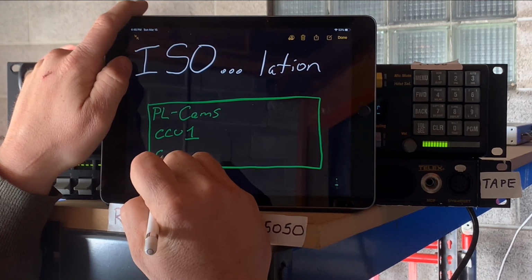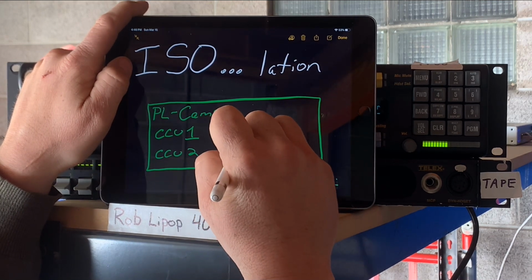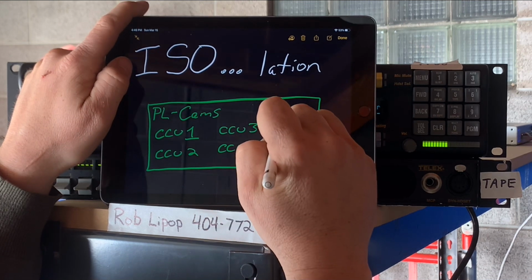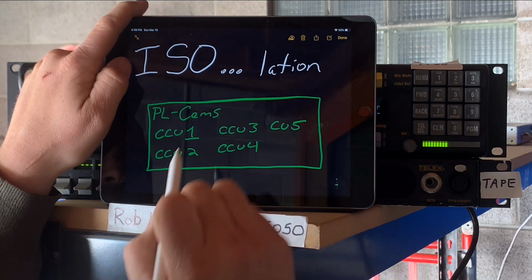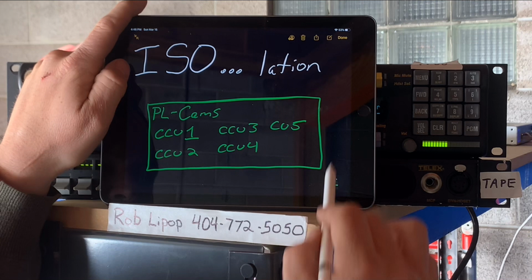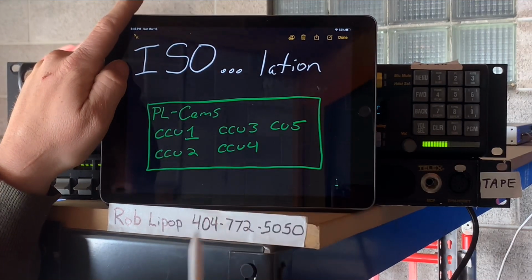And the cameras would be CCU1, CCU2, CCU3, CCU4, CCU5. Notice that this is all of the people that are listed or named in the CAMS party line.